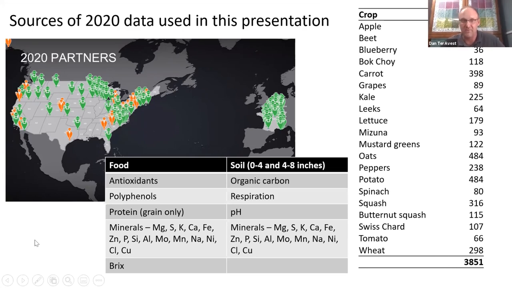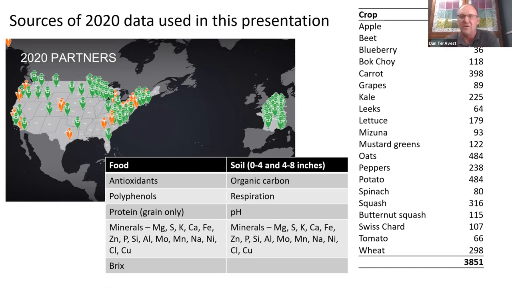For the samples that came in, we analyzed the food samples for antioxidants, polyphenols, protein in grains, and then 15 minerals. I'm not going to read them all here. And then when we received soils from farms, they often came with associated soil samples, usually at 0 to 4 and 4 to 8 inch depths. Those samples we analyzed for organic carbon, respiration, pH, and minerals. So this is the data set that we're working with to talk about today. I just want to make one point: all of the data, polyphenols and all of this, was generated using laboratory techniques. So while you can use the bionutrient meter to make estimates of things, these are not bionutrient meter estimates. They are actual lab quantified values.